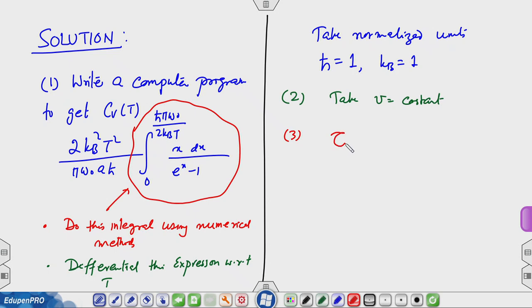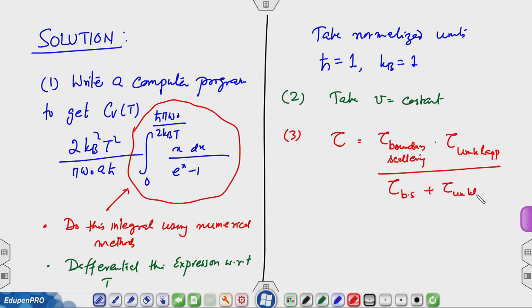Step number three, I want to combine the two scatterings. So take the collision time to be tau, boundary scattering times tau umklapp divided by tau boundary scattering plus tau umklapp. Tau boundary scattering doesn't change, it's just the dimension of the system divided by Vs. So you take tau boundary scattering to be 0.01, let's say, and take tau umklapp to be some tau 0 e raised to theta Debye by T. This we had discussed how it comes about.